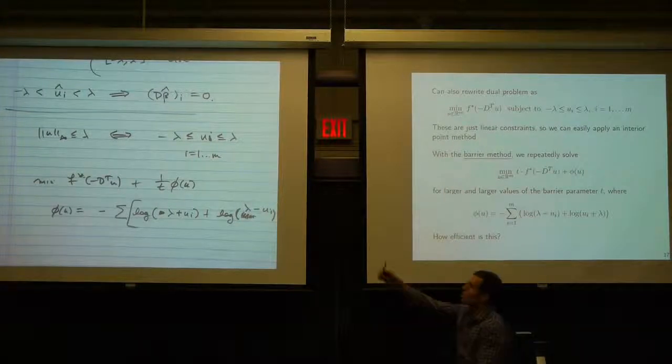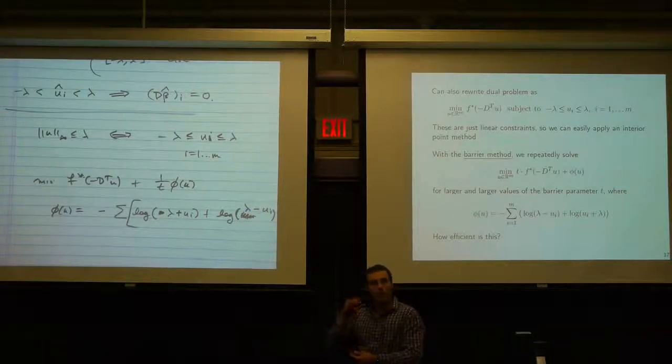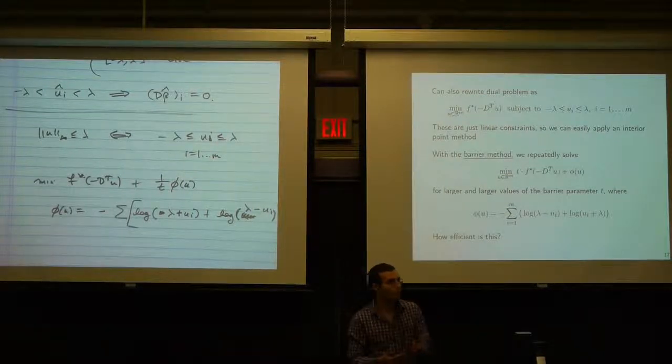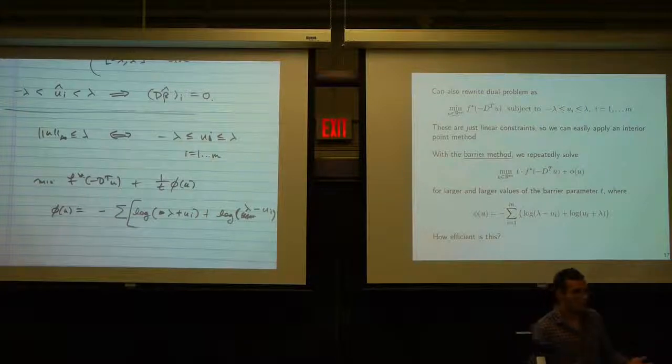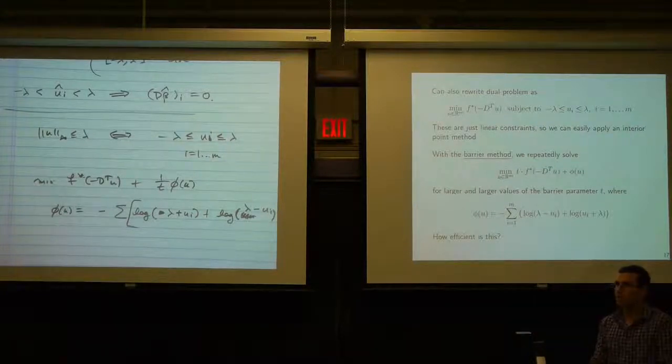I could solve this problem now, and then do some kind of schedule for changing t. That was the barrier method. Alternatively, we could just do one Newton step and change t, one Newton step and change t. That would be the primal dual interior point method. So either of those we could do here on the dual. Okay, any questions?